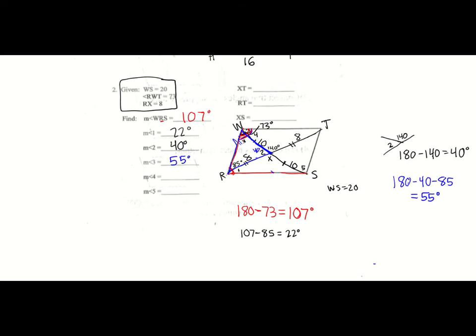And we know that that whole angle W is 73 degrees. So if that whole angle is 73, and we found angle 3 was 55, that means there is 18 degrees left for angle 4.